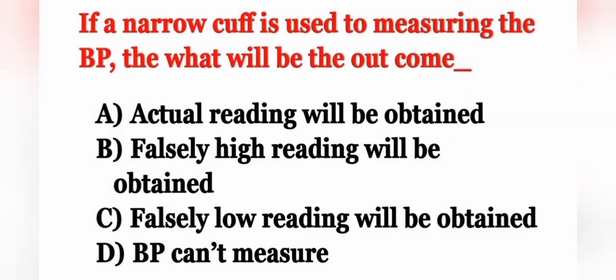The next question, if a narrow cuff is used to measure the BP, what will be the outcome? Option A, actual reading will be obtained. Option B, falsely high reading will be obtained. Option C, falsely low reading will be obtained. Option D, BP can't measure. Question, if we are using narrow cuff to measure BP, then what reading we can get? Okay, that is the question.